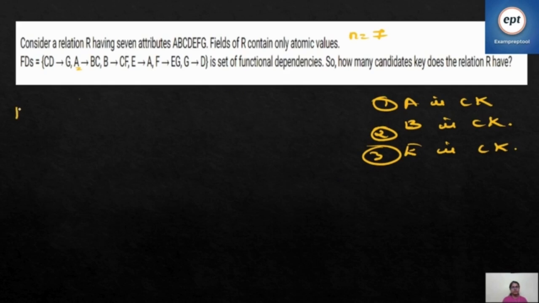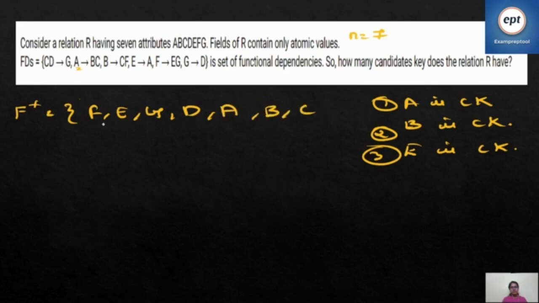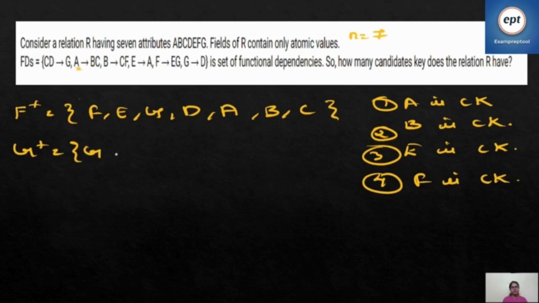Okay, so if we take the attribute closure of F, what we will get is F, E, G. From G we can derive D, from E we can derive A, from A we can derive B, C. Okay, so 1, 2, 3, 4, 5, 6, 7, yes. So here F is also CK. Now let's see the attribute closure of G. So from G we can derive G, D. From D can we derive anything? No, we cannot. So that's why G is not CK.